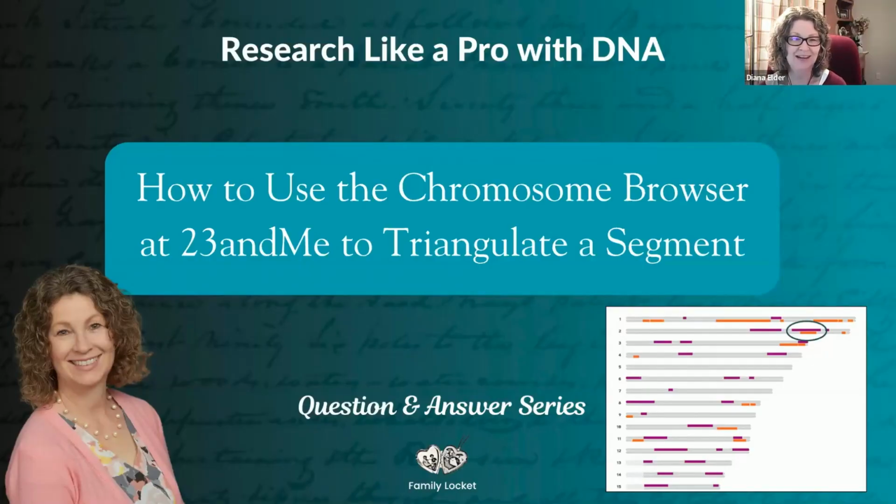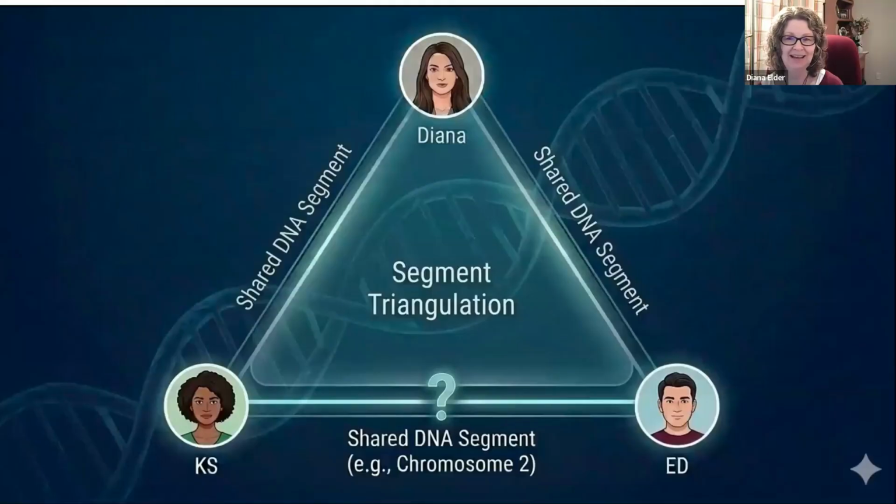And today we're going to talk about how to use the chromosome browser at 23andMe to triangulate a segment. So I asked AI to do a little diagram or a graph or an image for me for segment triangulation. And after a few tries, Gemini came up with this one. And so this is going to be our case study. We're going to talk about how I found a triangulated segment between myself and a cousin who we're going to call Ed and another cousin who we're going to call KS.